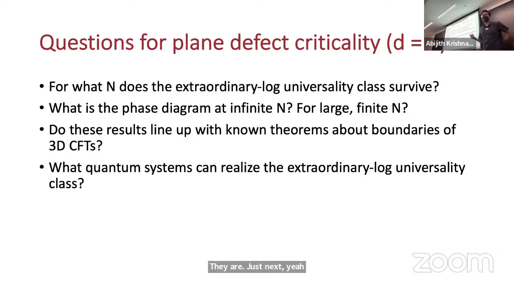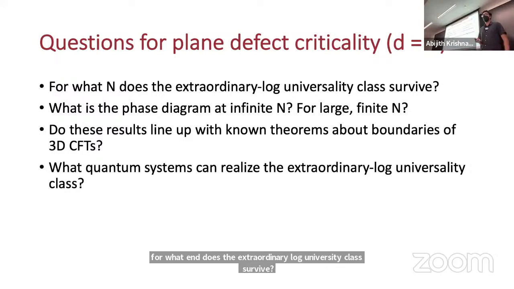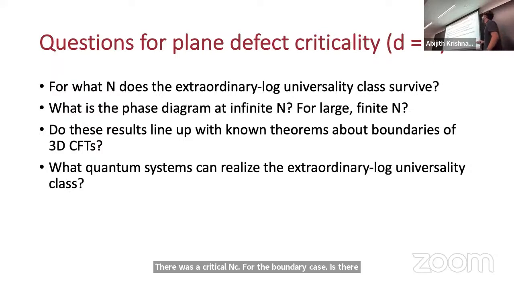So the questions we have for plane defect criticality: for what N does the extraordinary log universality class survive? There was a critical N_c for the boundary case. Is there a critical N_c for the extraordinary log case?